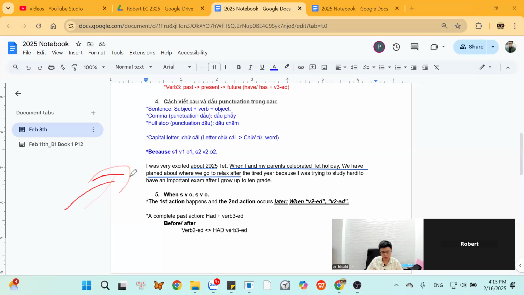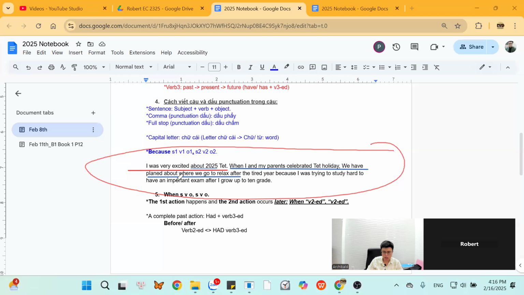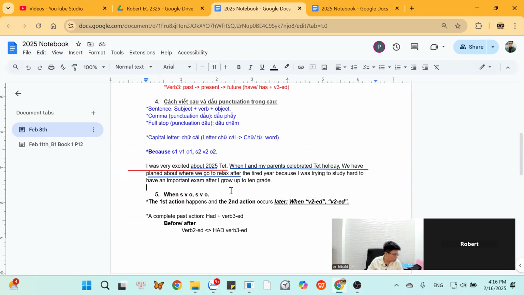First, excuse me. First, you use the past to talk about the feeling. You say that I was very excited about 2025 Tet. So you begin your paragraph by this sentence, you see? And this sentence is in the past. If you begin your paragraph with the past sentence like this, I was very, so this whole paragraph should be in the past. So look at your paragraph again and please show me your sentence. Let's go, Robert.